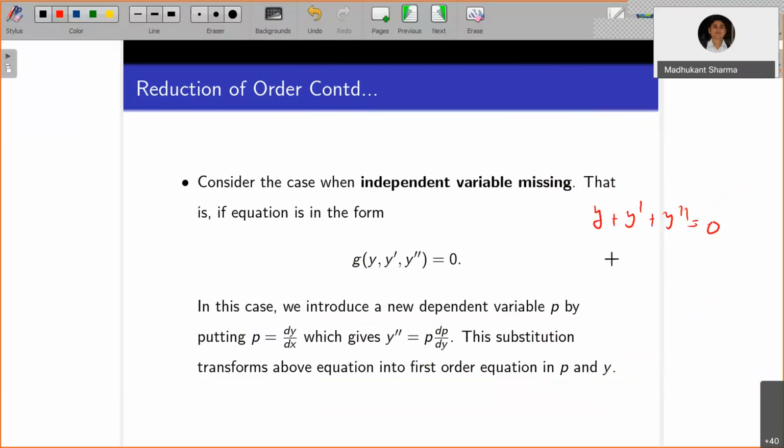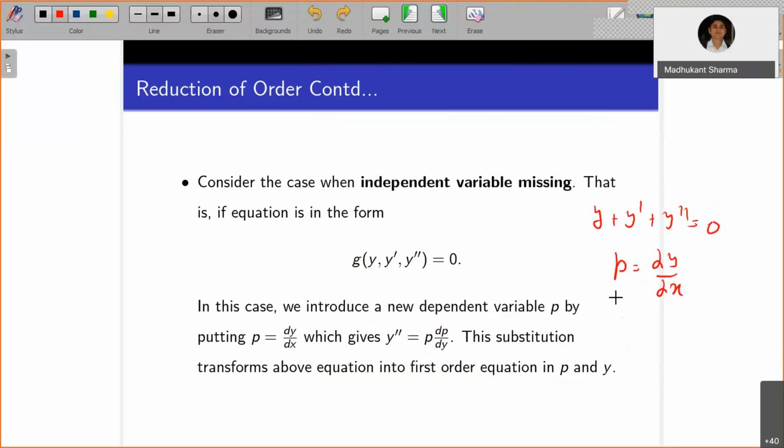So what you can do is still use the transformation p equals dy by dx. Now what is y double dash? If you differentiate p with respect to y, see, earlier we had the dependent variable missing, so we took dp by dx. Now we are going to take dp by dy in the case when the independent variable is missing.